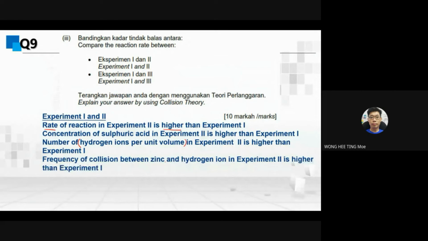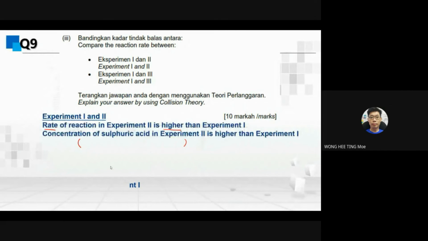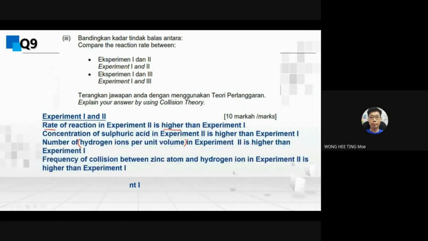Here I think there is a mistake. Zinc atom, so it must be mentioned properly. Zinc atom and hydrogen ion. You must mention the particle, except for calcium carbonate. Calcium carbonate no need to mention. Atom, molecule, or ion, or calcium carbonate only.